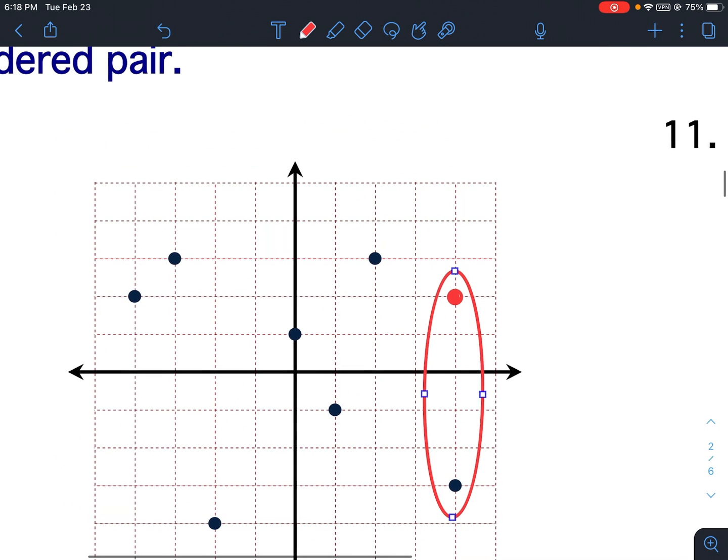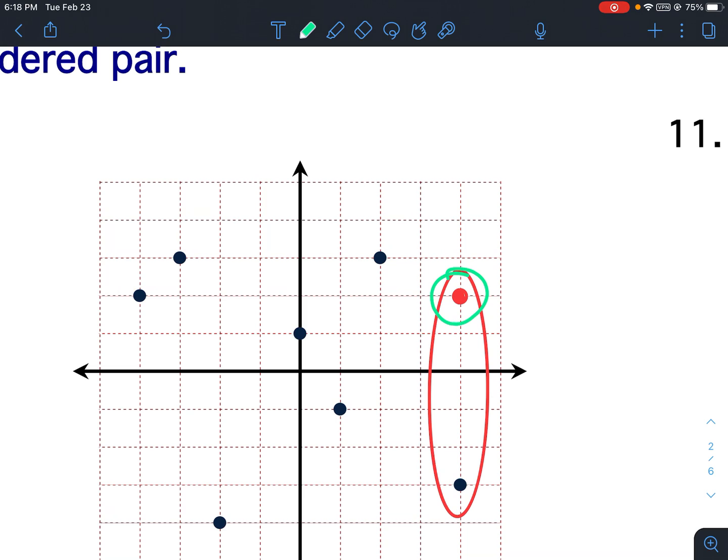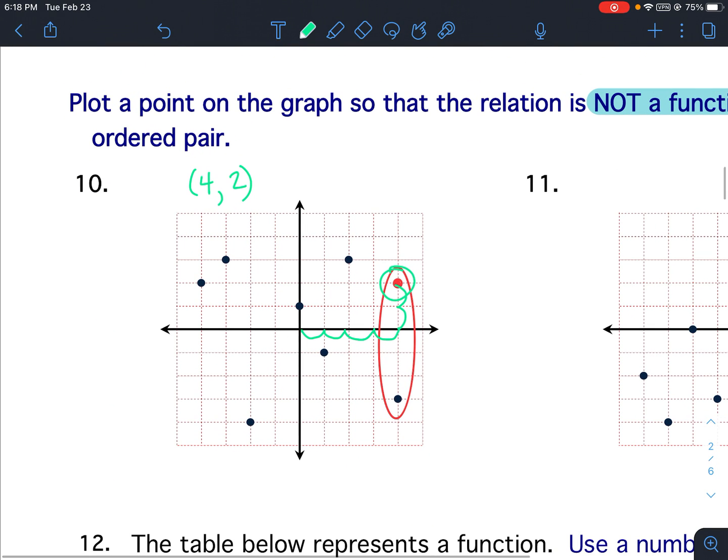And then my final answer is the ordered pair of that point. So I need to name the ordered pair of this point. Well, that would be 1, 2, 3, 4. And then 1, 2. So the ordered pair is 4, 2. Now again, you're not allowed to use my example. That's mine. You need to pick another point. You could use the same vertical line if you'd like. You're just not allowed to use the point 4, 2.